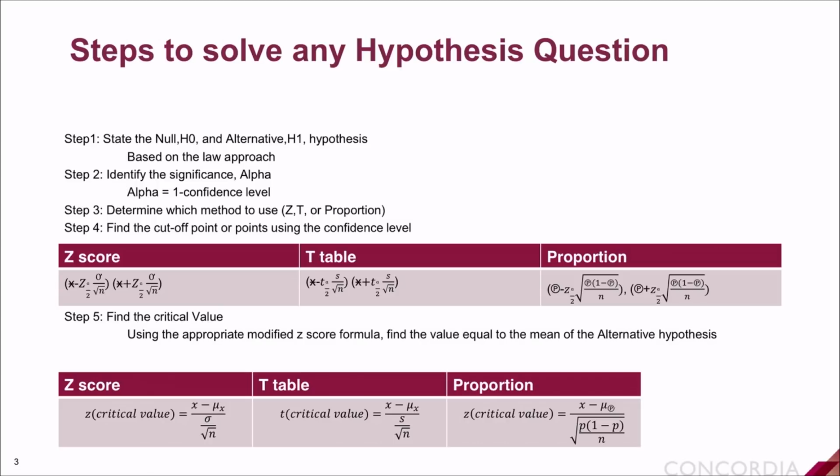Once that's done, we're going to use one of the three formulas located in Step 4 to find the cutoff points. The cutoff points happen to be the same thing as a confidence level. And then Step 5 is simply to find the critical value. And again, the critical value has three different formulas, each of which is used for the appropriate method.